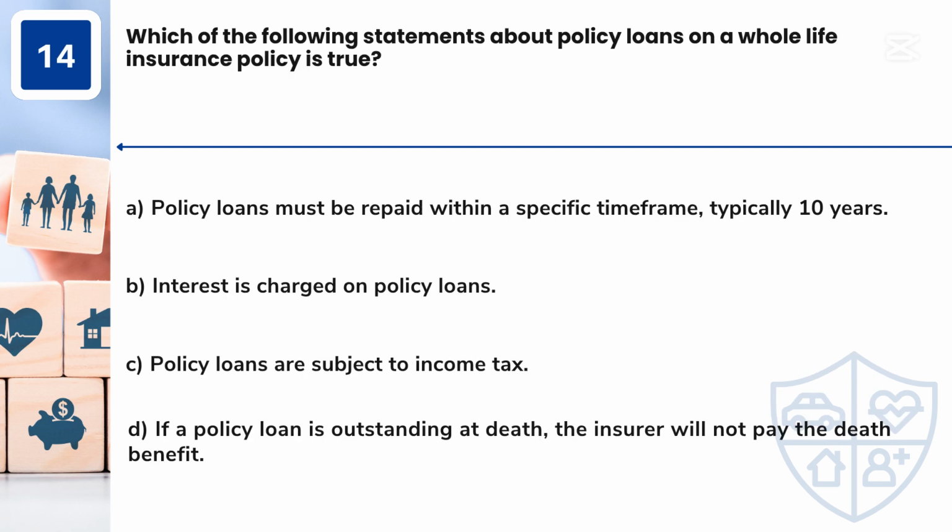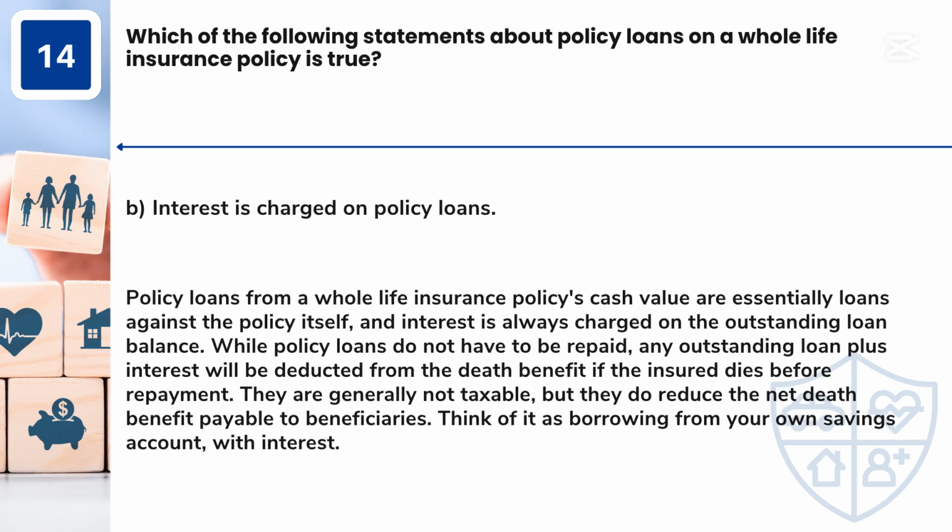Question 14. Which of the following statements about policy loans on a whole life insurance policy is true? A. Policy loans must be repaid within a specific time frame, typically 10 years. B. Interest is charged on policy loans. C. Policy loans are subject to income tax. D. If a policy loan is outstanding at death, the insurer will not pay the death benefit. Answer: B. Interest is charged on policy loans.